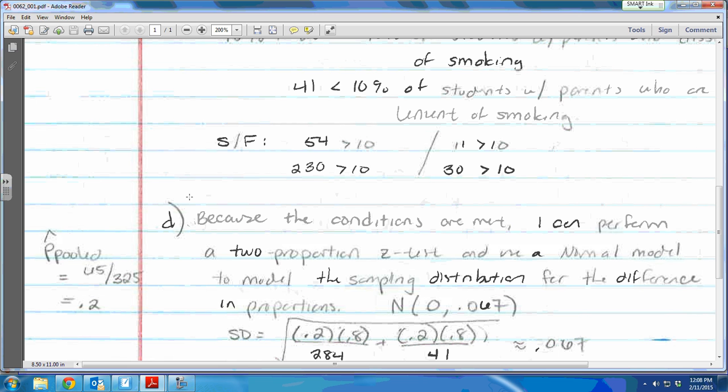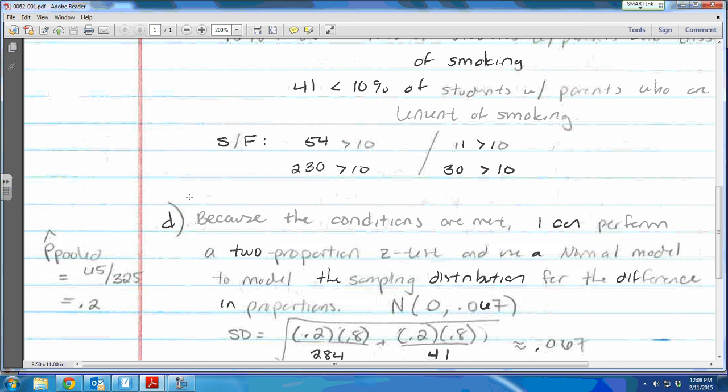There were 54 successes, people that were smoking out of people that had parents that disapproved, and 11 that were smoking out of parents that were lenient. So 54 plus 11 is 65 over the total sample size, right? That's where I got those numbers from. Everyone okay with that? So p-hat pooled is 0.2.